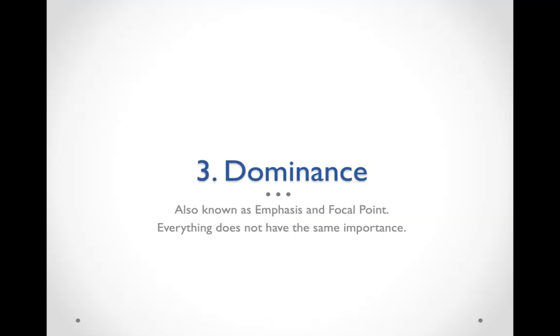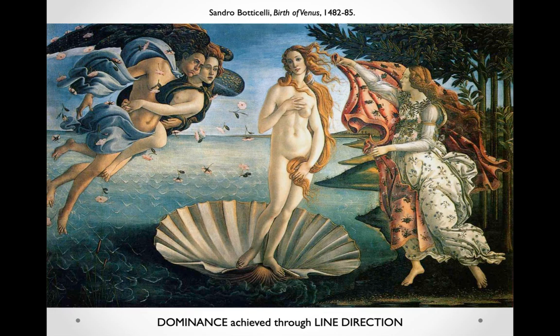Dominance is called a lot of different things. You can call it emphasis, you can call it focal point, visual hierarchy also comes into play here, but it's the idea that you as the designer or the artist have decided what the most important thing in the composition is, and you have done certain things to make sure that the viewer sees first what it is you want them to see. So there's lots of different ways to achieve dominance.